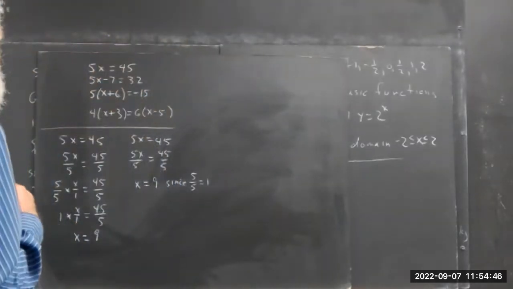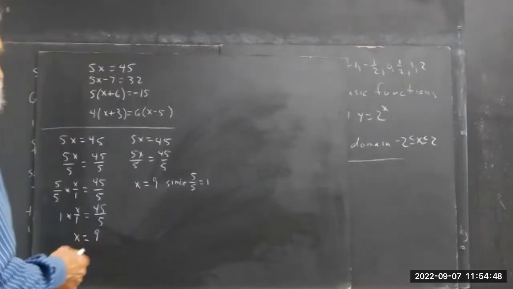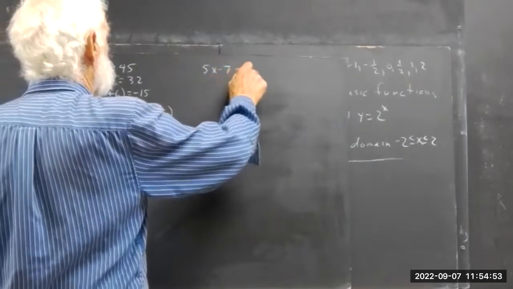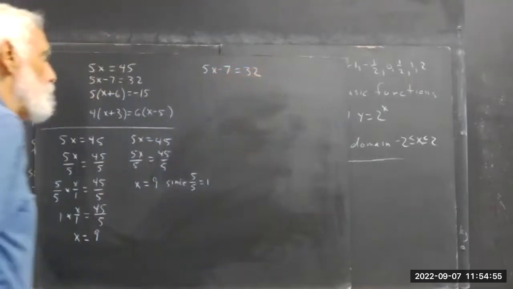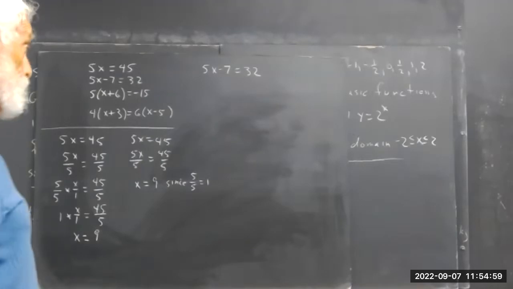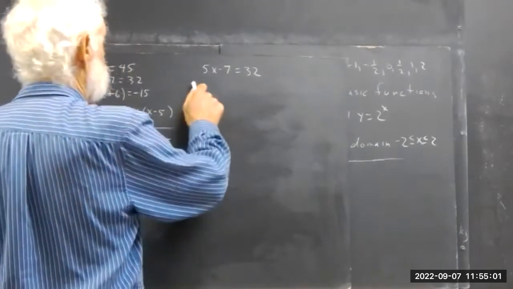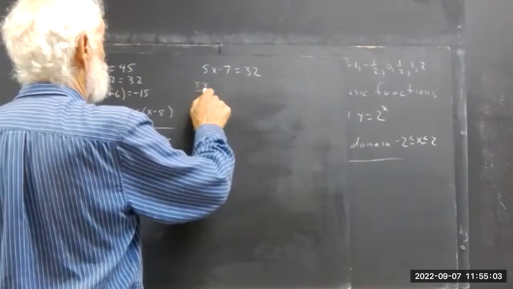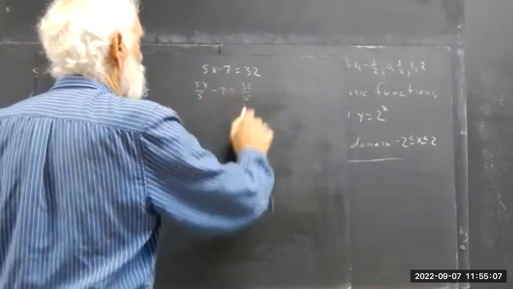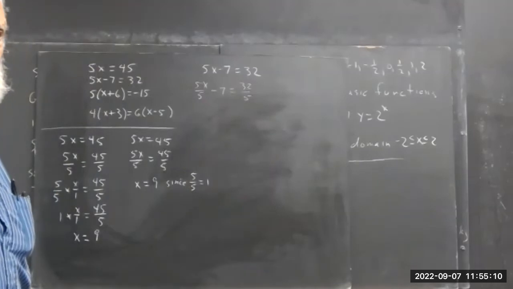Okay. So now we got 5x minus 7 equals 32. What are we going to do with this? There's a temptation to write this, which is wrong. Okay. What's wrong with that?